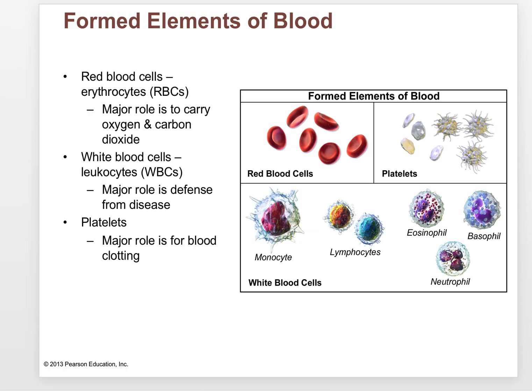The formed elements of blood are basically the cells of the blood. As we discussed earlier, there are red blood cells called erythrocytes. The major role of erythrocytes is to carry oxygen and carbon dioxide. White blood cells are leukocytes. Their major role is defense from disease. And platelets are the third formed element of blood. Their major role is blood clotting.